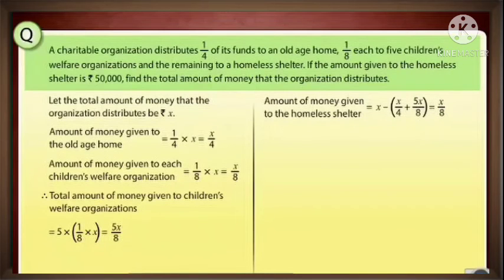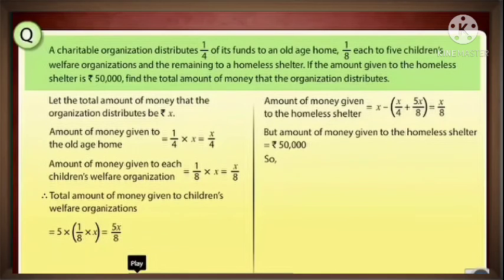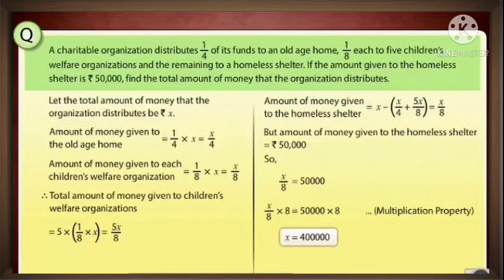But we know that the organization actually donated rupees 50,000 to the homeless shelter. Hence, by setting x by 8 equal to 50,000 and solving for x, we see that the total amount of money that the organization distributes is rupees 4 lakhs.